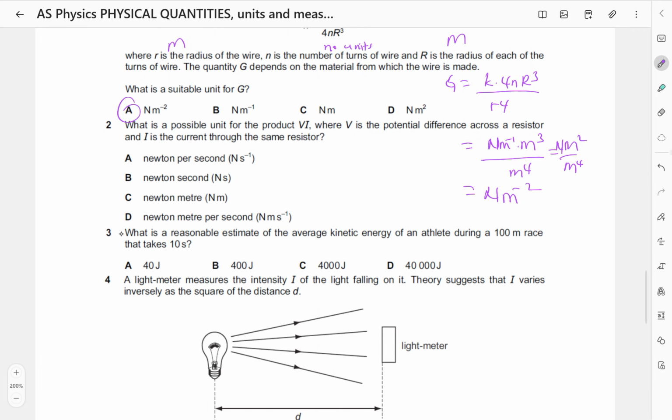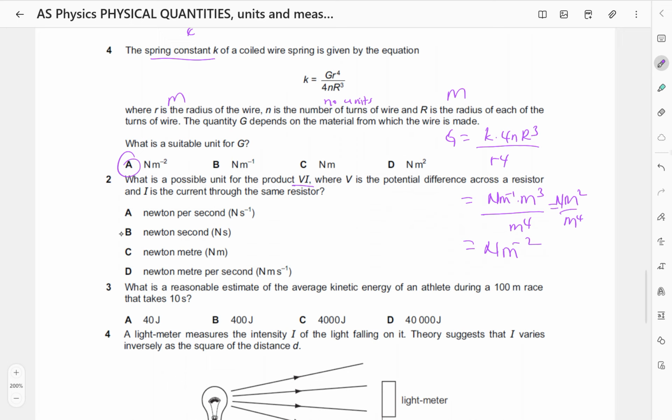What is a possible unit for the product VI, where V is the potential difference across a resistor and I is the current through the same resistor? We want the suitable unit. V is volts. Potential difference is energy per unit charge, which is work done per unit charge. Charge is I times T. Work done is force times distance, so this is force times distance over I times T.